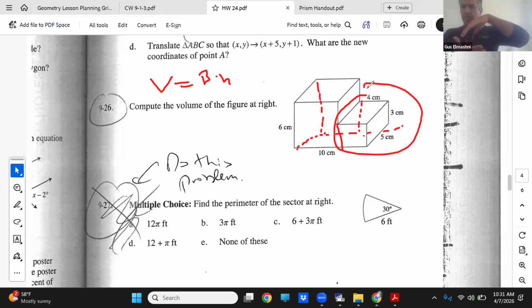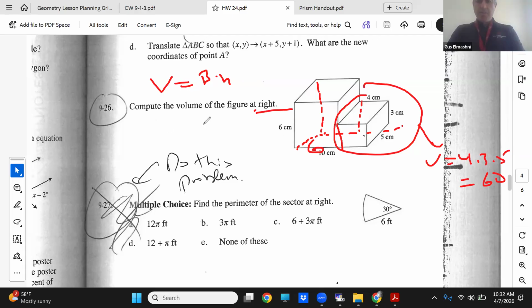Let's say you call the 4 by 3 the base. So that would be 4 times 3 times 5, or length times width times height. Pretty simple, and that's going to be 60. Then for the other one, that's not going to be 10 the whole way because that's 6 by 6, but it's 5 wide. So that's 6 times 6 times 5, and just add them up. Totally fine that way.